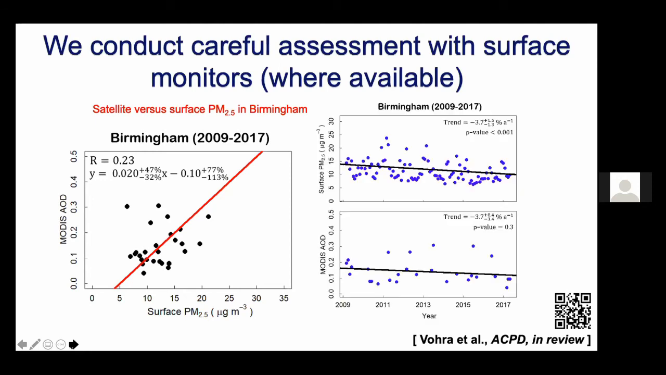So instead, we directly looked into the trends in both surface PM 2.5 and MODIS AOD, and we observed similar values of 3.7% per year for both for Birmingham, and similar results were obtained for London. We did not get a good agreement from the monthly means, but when we looked into the time series of the monthly means, we did get a good agreement between the two. Our work is currently in review, and if you are interested, you can have a read through.